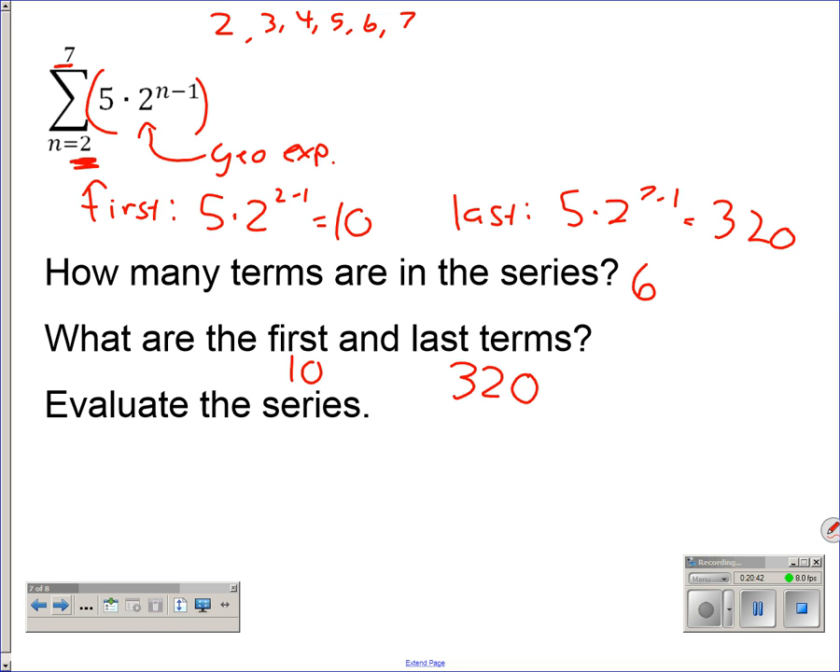All right, if I want to evaluate the series, we can do all 6 terms like we did before. We can plug in 2, then 3, then 4, and then add them all up. That's what the longhand is, but the calculator will do this for us. So let's do this in the calculator.